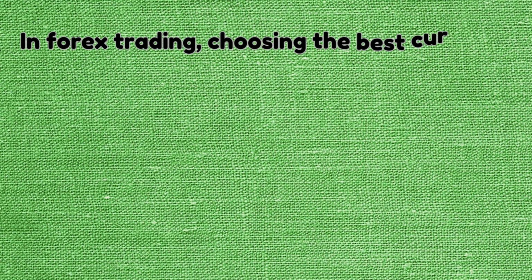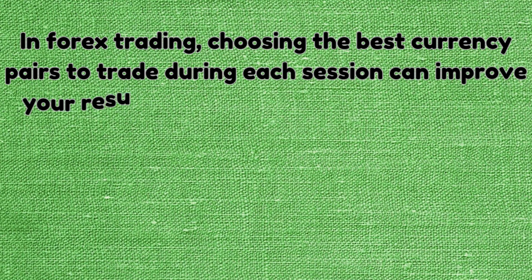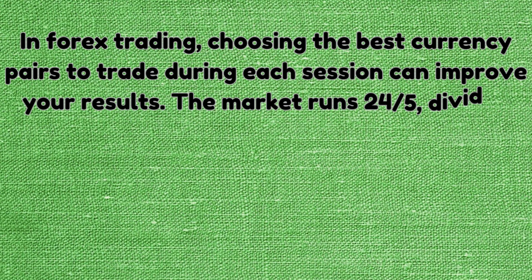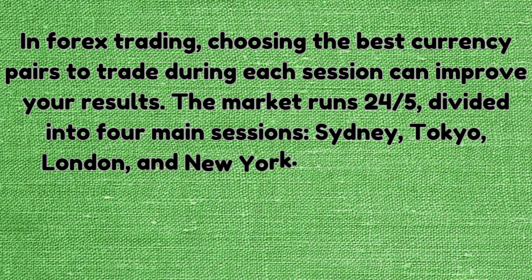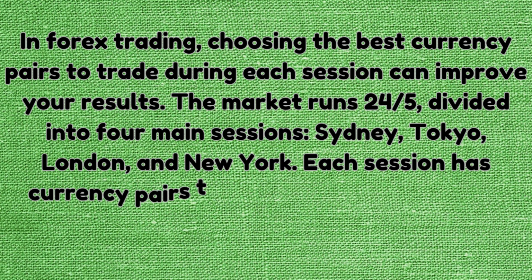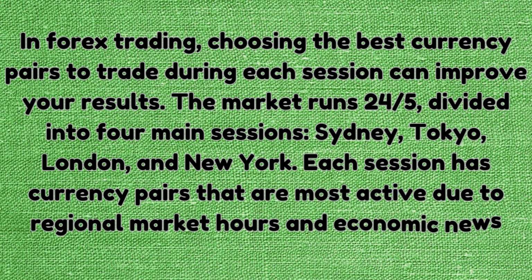So in forex trading, choosing the best currency pair to trade during each session can improve your results. The market runs 24 hours, 5 days in a week. The sessions are divided into 4: Sydney, Tokyo, London and New York. Each session has currency pairs that are the most active due to regional market hours and economic news.